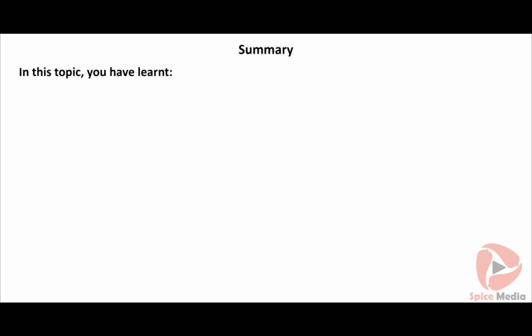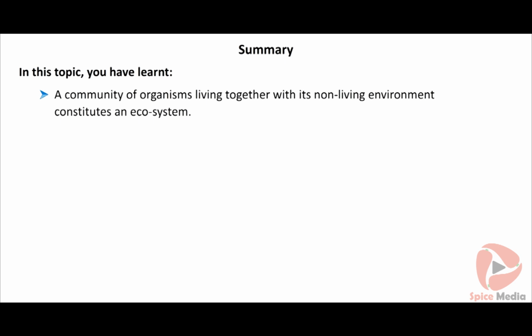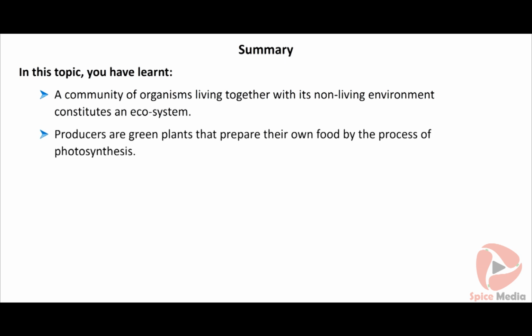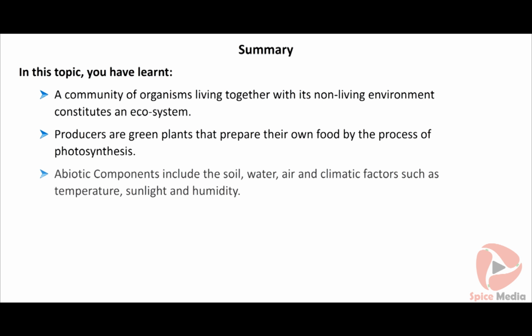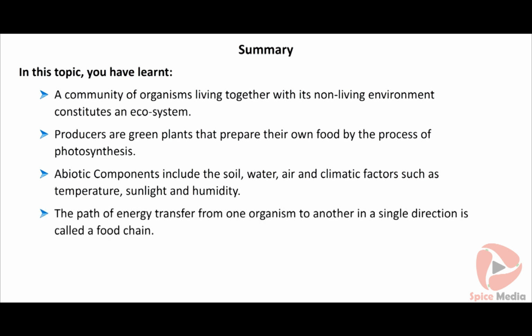In this topic, you have learnt a community of organisms living together with its non-living environment constitutes an ecosystem. Producers are green plants that prepare their own food by the process of photosynthesis. Abiotic components include the soil, water, air and climatic factors such as temperature, sunlight and humidity. The path of energy transfer from one organism to another in a single direction is called a food chain. The position of organisms in a food chain is called trophic level.